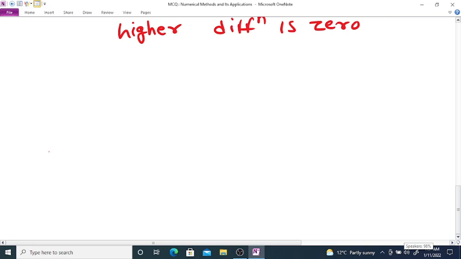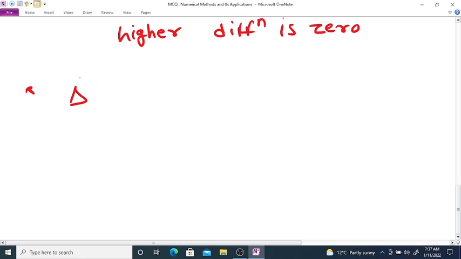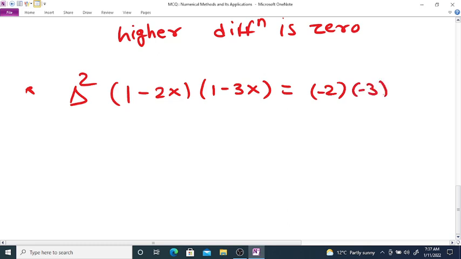Now next, again, if you want to determine delta square of say 1 minus twice x and 1 minus thrice x, then it is equal to minus 2 into minus 3, that is the coefficient of x square, is equal to 6x square, into 2 factorial. So it is equal to what? 2 into 3, it is 6 into 2 factorial.